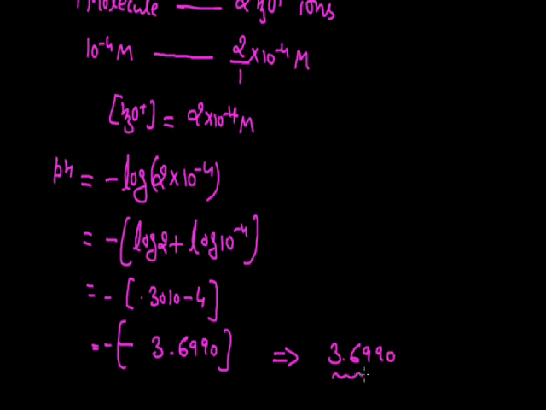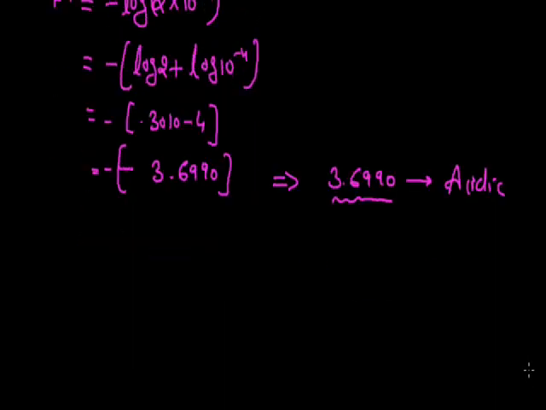3.6990. That indicates that it is in the acidic range. So this pH value indicates the presence of an acidic substance. And by this you can calculate the pH of any solution.